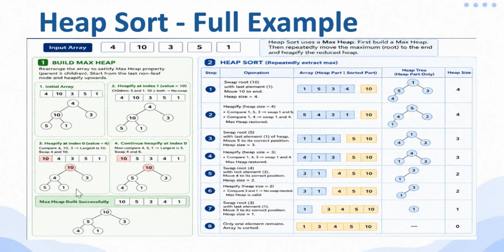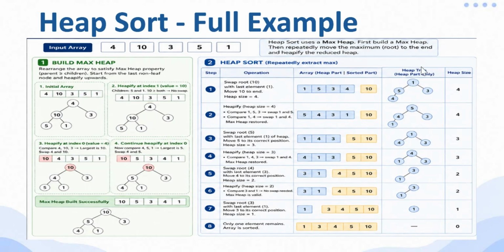So you need to continue the heapify. Now 4 has children 5 and 1, so 5 is the largest. We need to swap 4 and 5. So the max heap has been built successfully. Then the next step is we start heap sort. Now the sorting process begins.